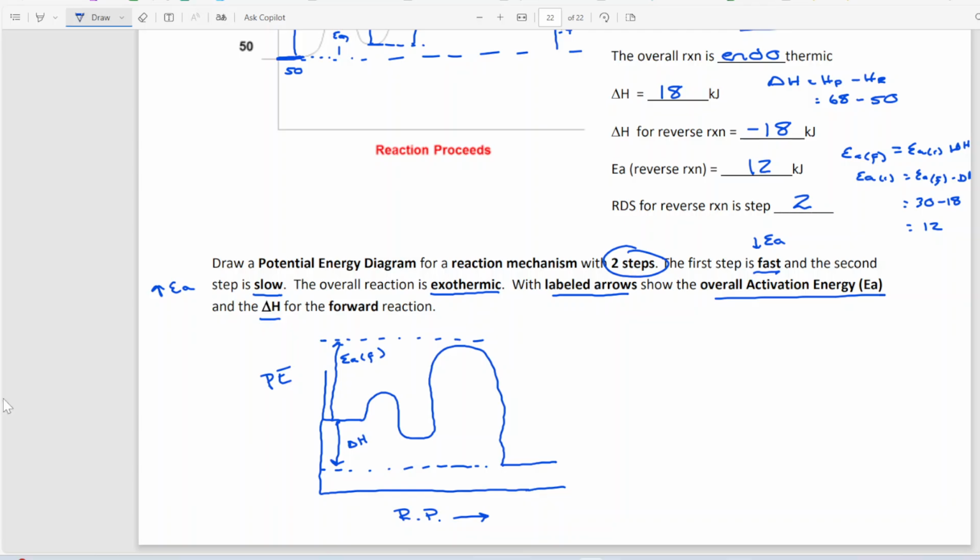So, first step is fast, it has a lower activation energy than my second one. Right. Overall reaction is exothermic. I've met all the expectations.